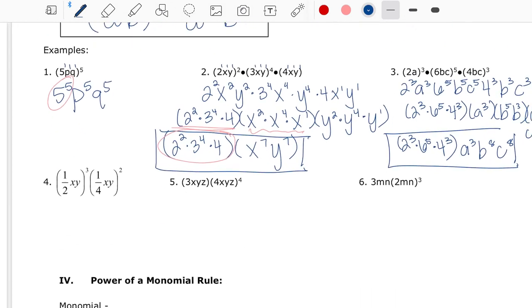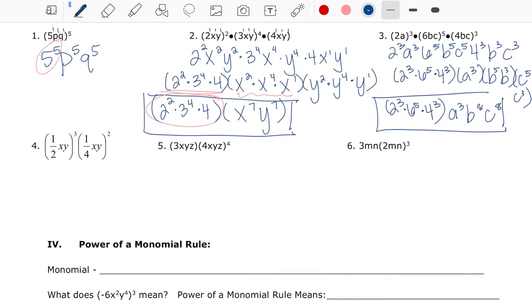All right, moving on to example number 4. We have 1/2 xy cubed times 1/4 xy squared. So this, again, power raised to a power. The exponent on the 1 is 1, and the exponent on the 2 is 2. Same with x and y, and the same with the 1 in the numerator and the 4 in the denominator, as well as the other x and the y.